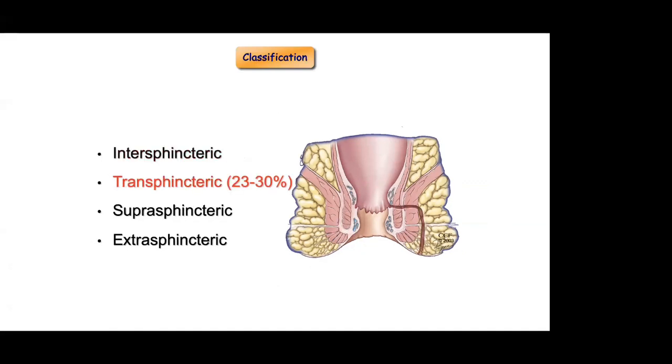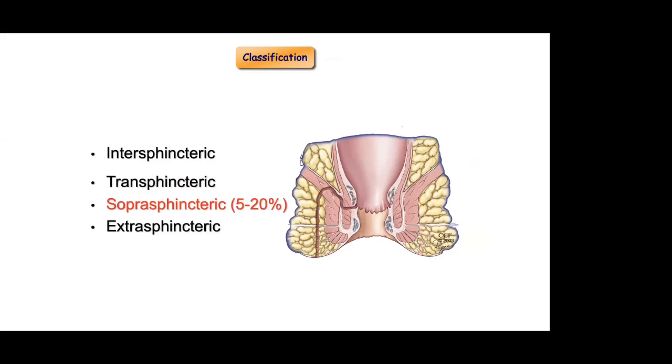The second one is for sure the transsphincteric fistula. We can divide transsphincteric into high, middle, or low, based on the percentage of external anal sphincter involved in the disease. And in fact, we can define a low transsphincteric fistula as a patient in which the external anal sphincter is involved less than 30%.